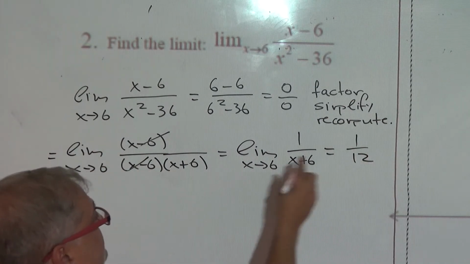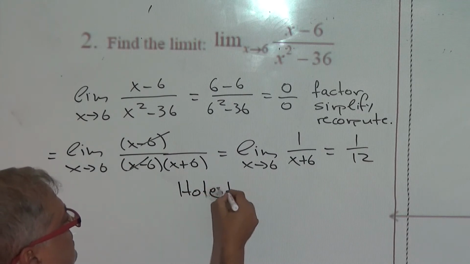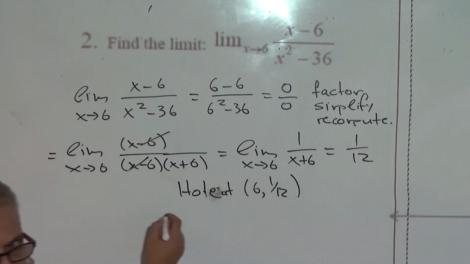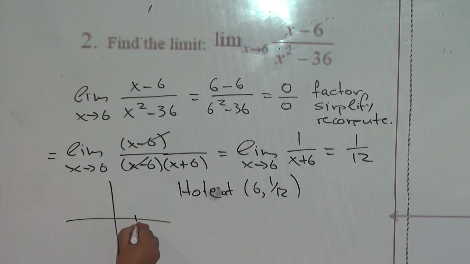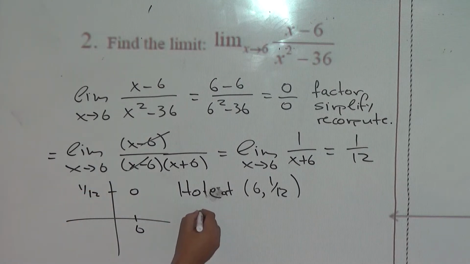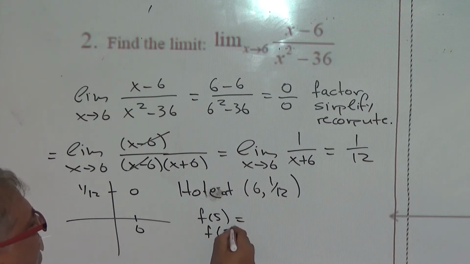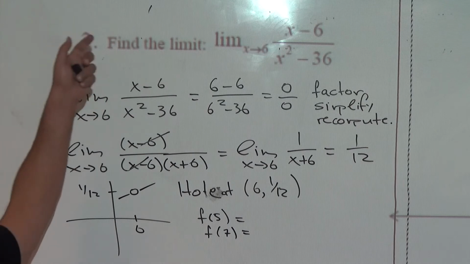So the limit exists, but I have a hole at (6, 1/12). So if I make the graph, here it fits. At (6, 1/12), I have a hole, okay? And I need to find maybe f of 5 to see if it's above or below 1/12, and find f of 7 to see if it's above or below, to see if it goes like this or it goes the other way.